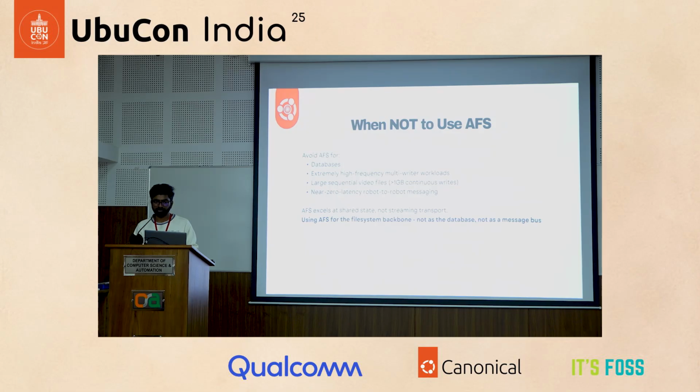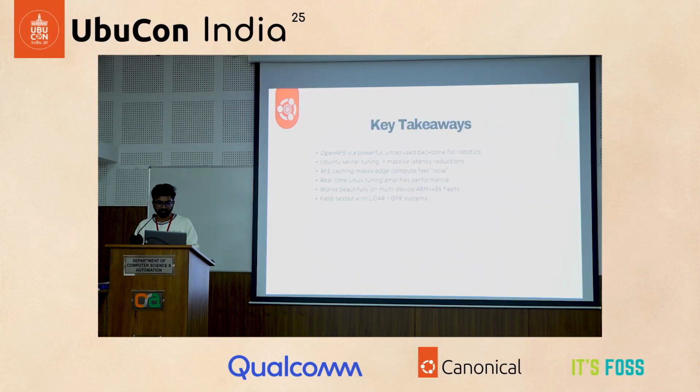When not to use AFS: we don't want it as a database or for extremely high frequency writes. I don't want to use it when there are multiple writes happening very frequently, or when my bot really needs zero latency bot-to-bot messaging. There we could use gRPC as well. So, use AFS as the file system backbone and not as the database or the message bus.